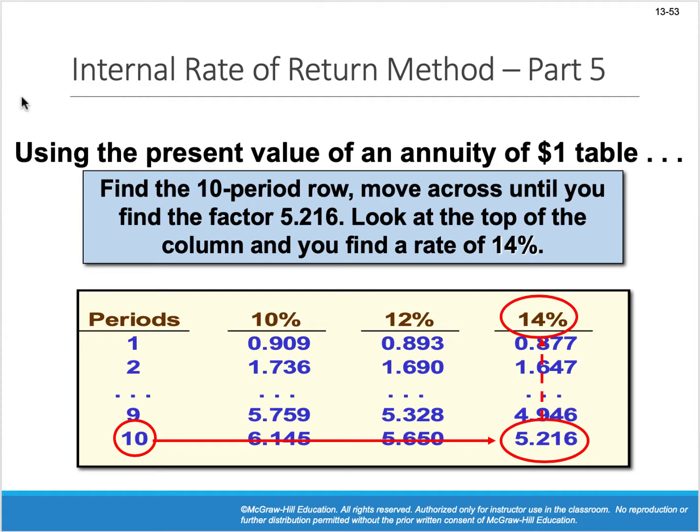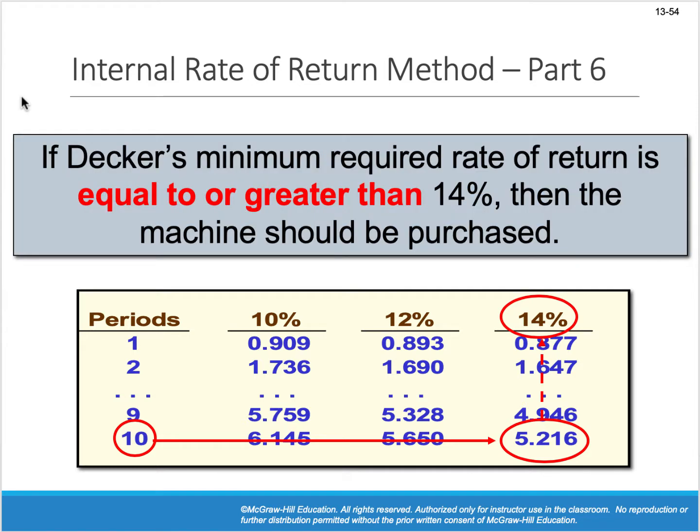Okay, so that's the internal rate of return. Now, should Decker accept this? Well, yeah, they really should, right? Because if Decker's minimum required rate of return is equal to or greater than 14%, then the machine should be purchased. Okay, they didn't tell us exactly what their hurdle rate was, or their required internal rate of return, but if it's 14, we're going to accept. If our minimum required rate of return is less than 14, we're still going to accept.